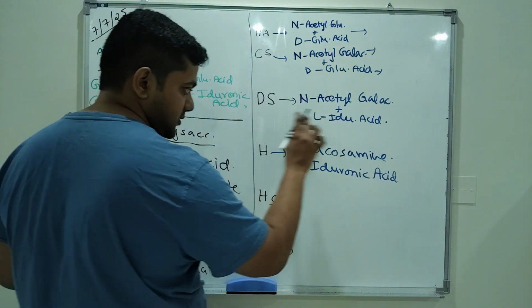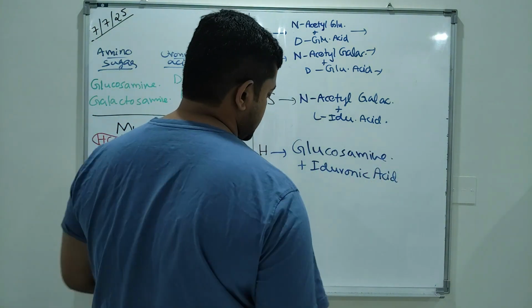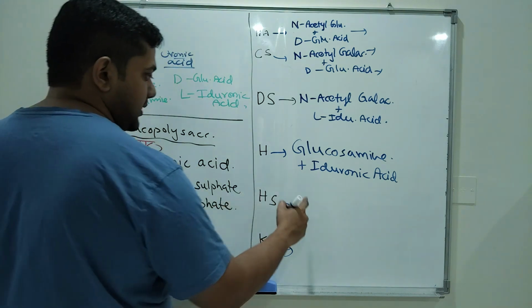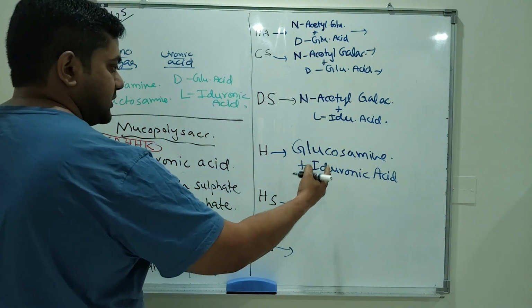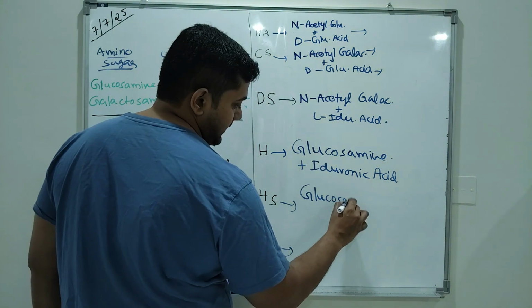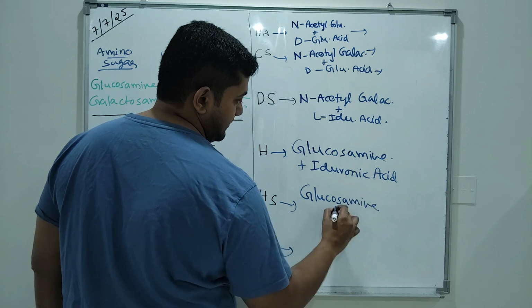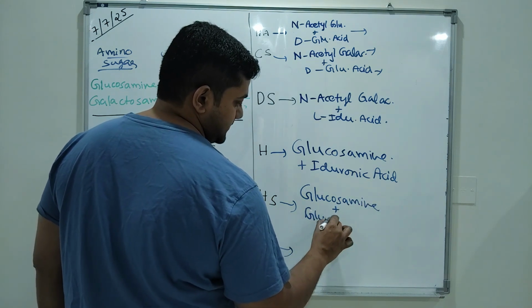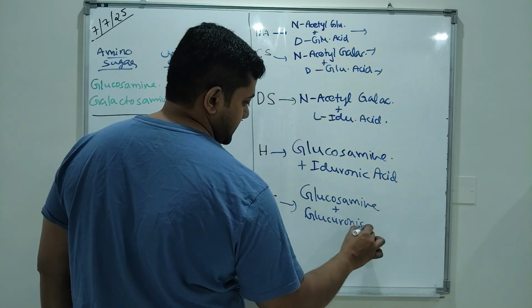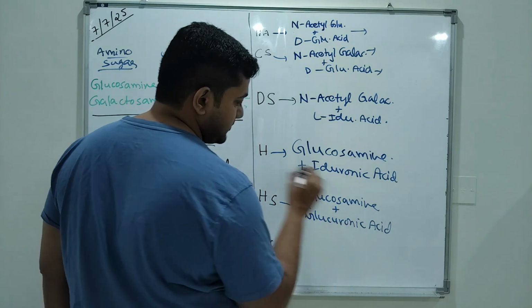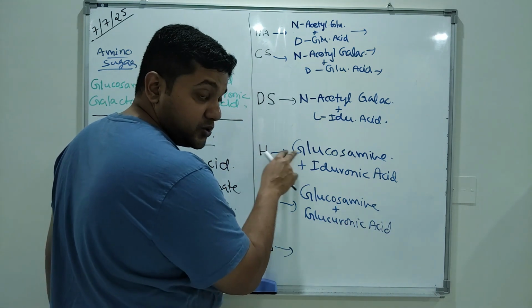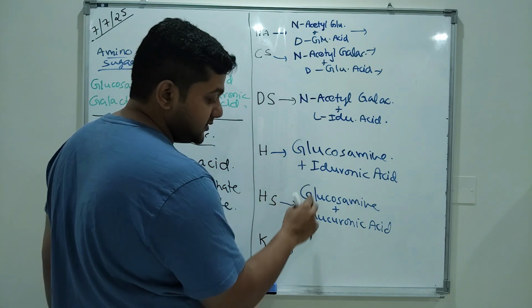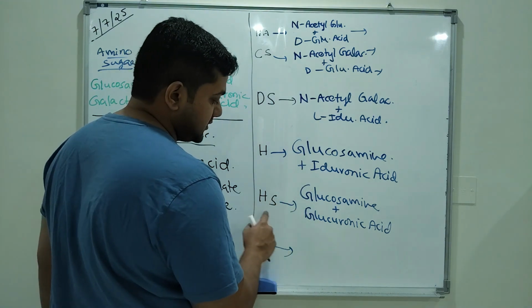N-acetyl glucosamine and iduronic acid will give you heparin. Now heparan sulfate is glucosamine and the other one, glucuronic acid. Okay, understand the difference, easy to remember. This is glucosamine and iduronic acid. This is glucosamine and glucuronic acid, heparan sulfate.